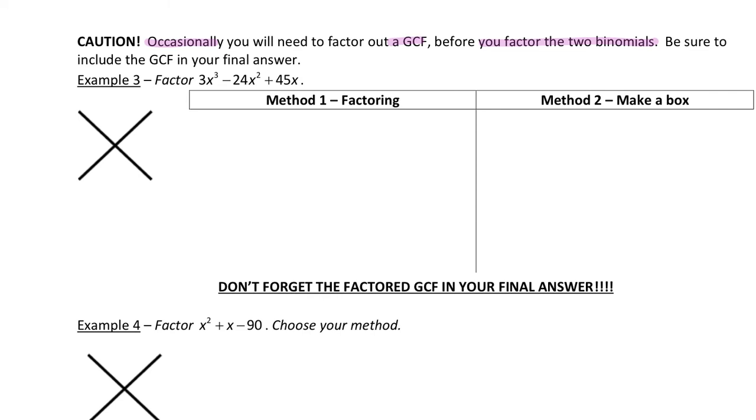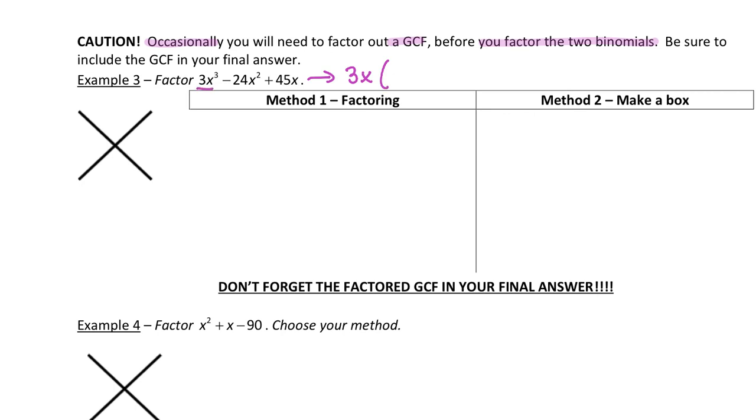If we look at this trinomial, you can see it's got a 3, a 24, and a 45, which are all divisible by 3. And then we've got an x cubed, x squared, and x. We don't know how to do the x squared or the x games with an x cubed. It's not going to work. So what I need to do is divide out that 3x. So that's my GCF.